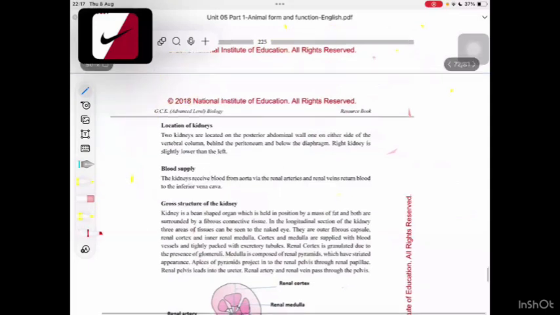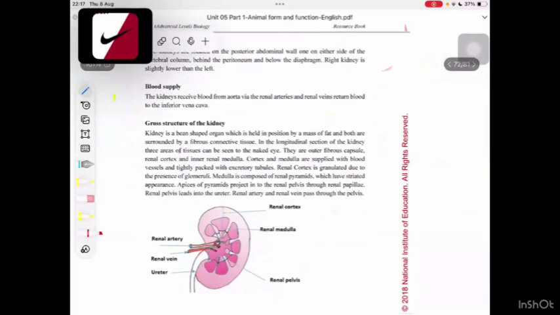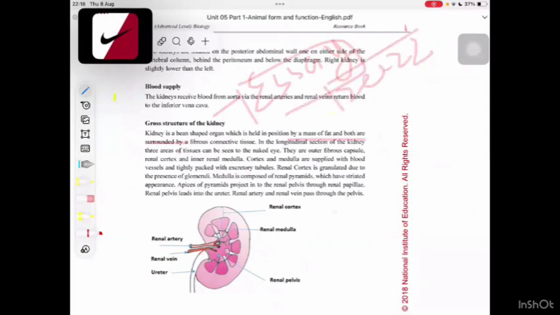Gross structure of the kidney. The kidney is a bean-shaped organ which is held in position by a mass of fat. Now, this is an SCQ point. This was given as an essay in 2022, so no need to study this for an essay anymore, but study it for SCQs.